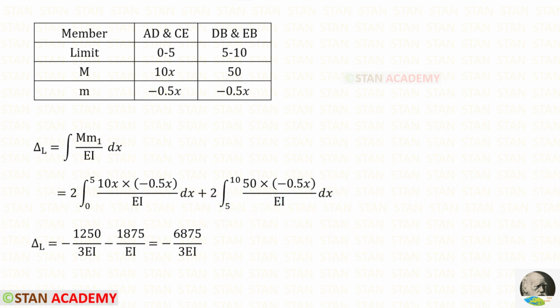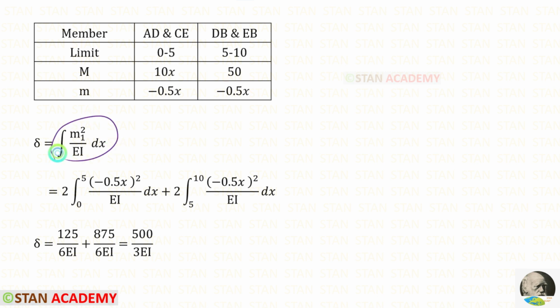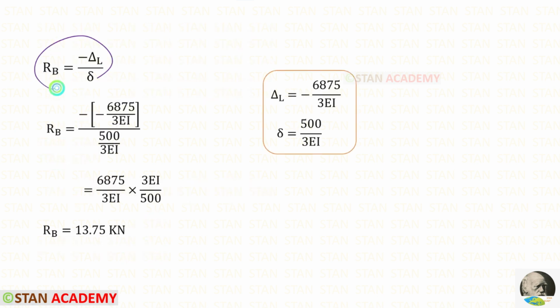Using a calculator, we can do the integrations. For delta L, we will get this. Then using this formula, we can find delta. In this equation, we have found both of them. Let us apply them. Negative into negative, it will be positive. We can take this term inversely and then multiply. EI and EI will be eliminated. Finally, for RB, we will get 13.75 kN.